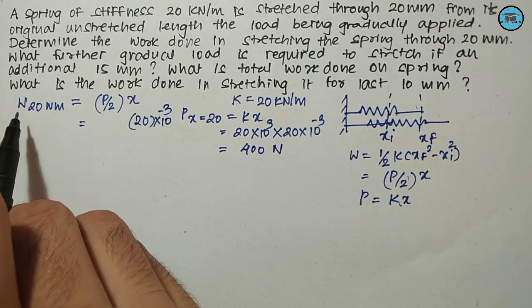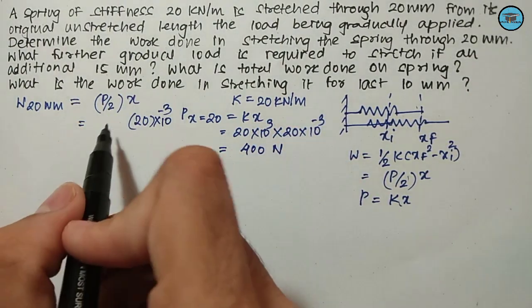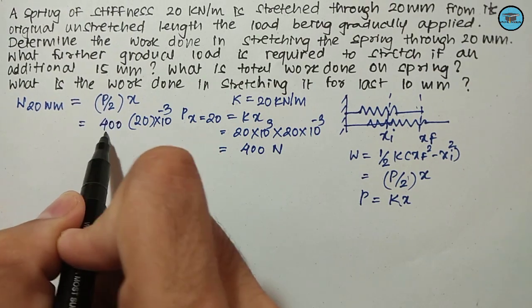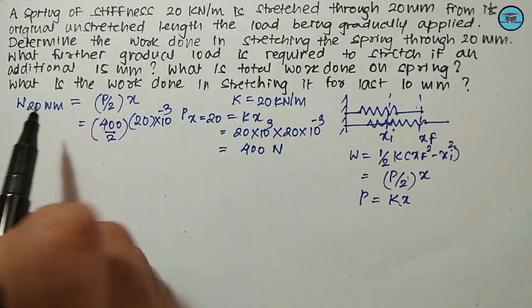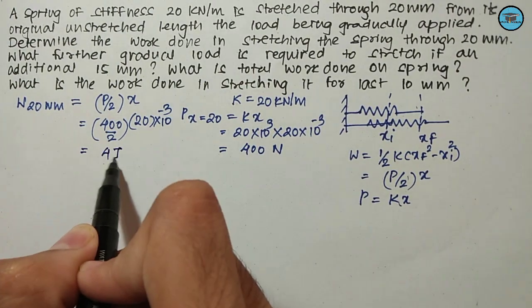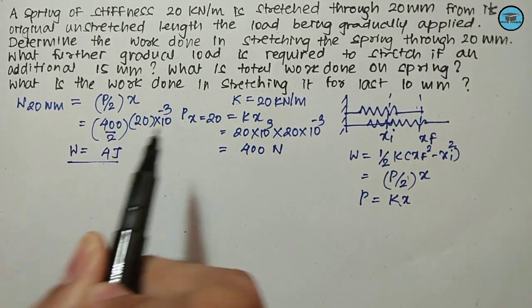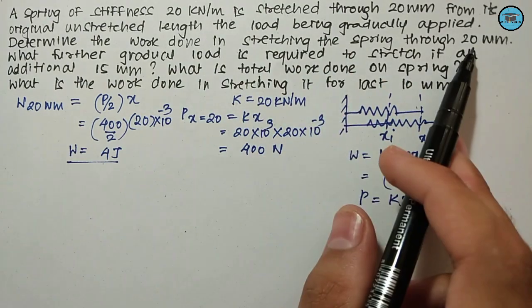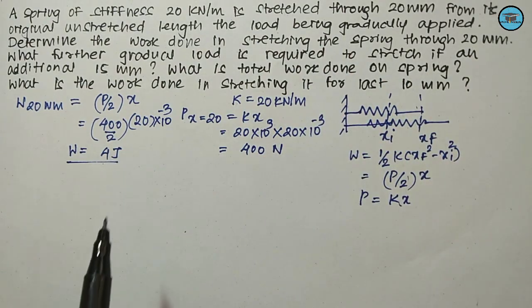If we need to calculate the work in joule, the value of P is 400 divided by 2. So the value of W comes out to be 4 joule. So the work done in stretching the spring through 20 mm is 4 joule.